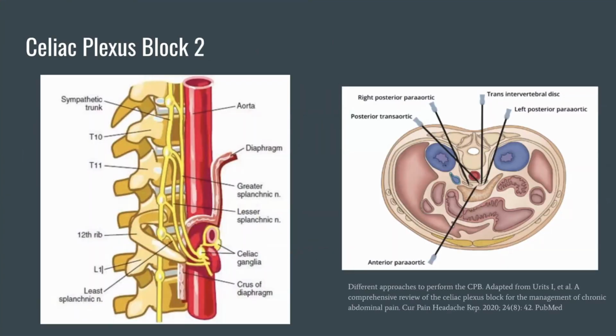So let's talk about the anatomy. The celiac plexus itself is anatomically positioned around the celiac artery and superior mesenteric artery, spanning the T12 and L1 vertebral region. The celiac plexus location is anterior to the diaphragmatic crura and posterior to the stomach.